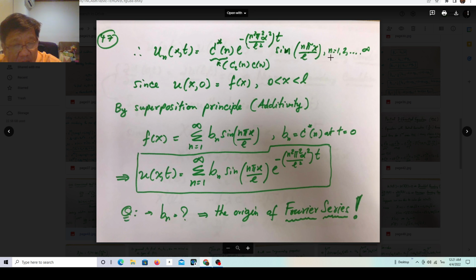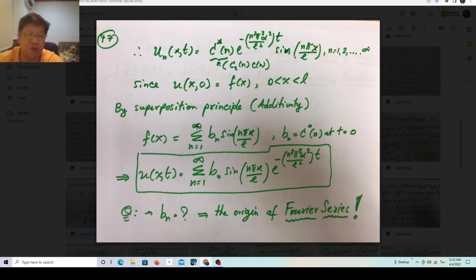But it relies on n, and n can be 1, 2, 3, 4, 5, 6. If you want to combine all the effects for all n, you know that when t is equal to 0, it becomes this coefficient here. We're going to call this c star n at time 0 as b sub n, times sine of n pi x divided by L. But how many possible n? n can be 1, 2, 3, 4 up to infinity.